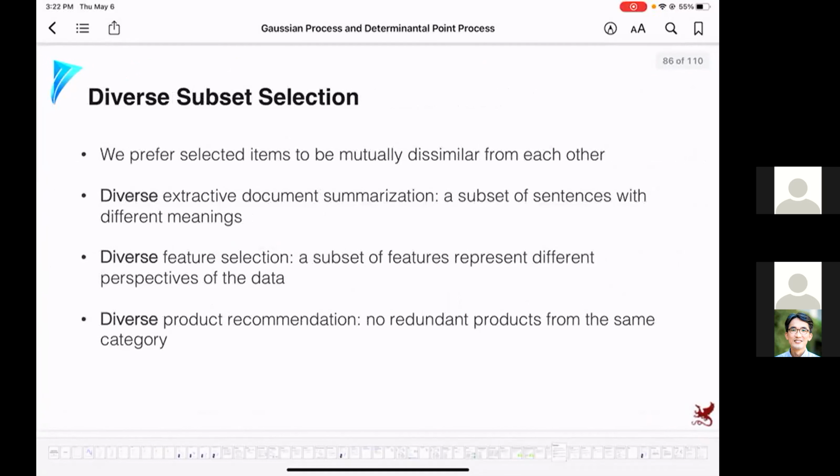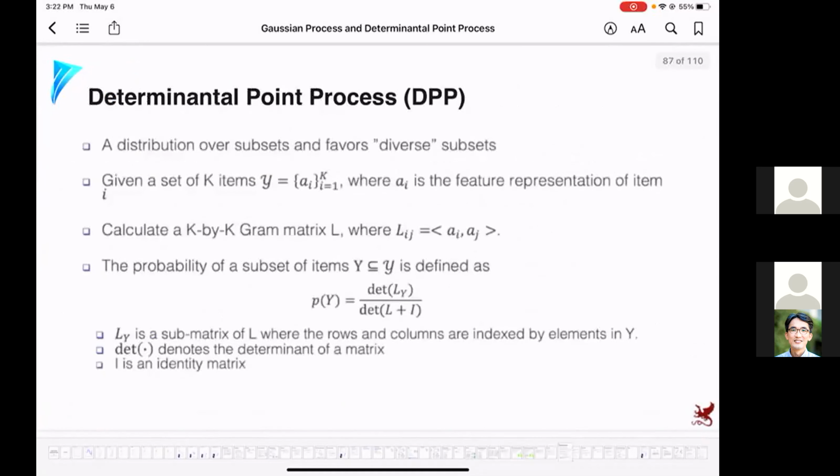And then sometimes we may have some requirements about subset selection. For example, we want the subset to be diverse. Take the three examples we just gave. We don't want a summarization of a document that just repeats similar sentences again and again. We want the sentences to be diverse. For feature selection, we still want the features to represent different perspectives of our input data, not just very highly correlated features. For recommendation as well, we don't want to make redundant recommendations. So with this diversity requirement, we have the so-called determinantal point process.